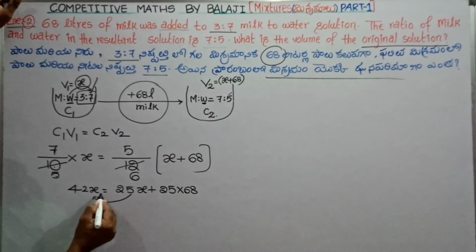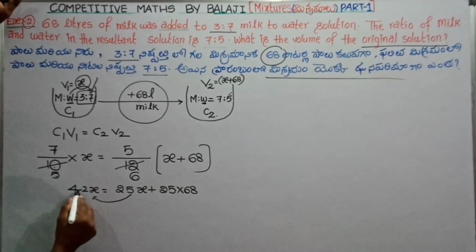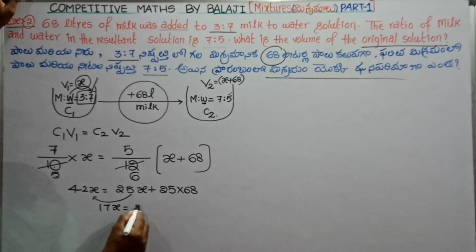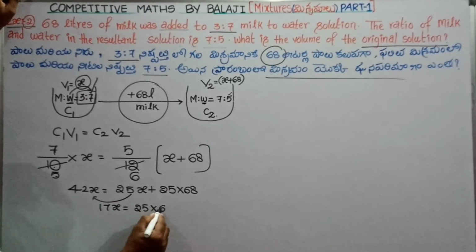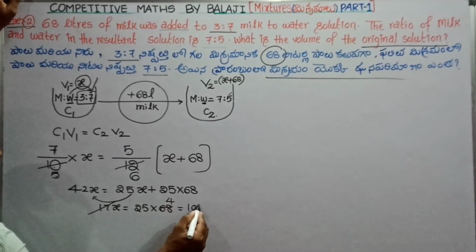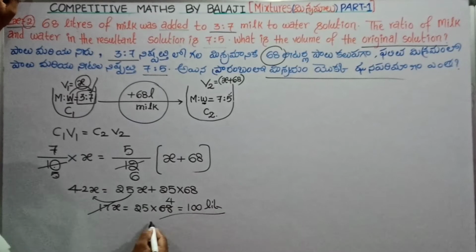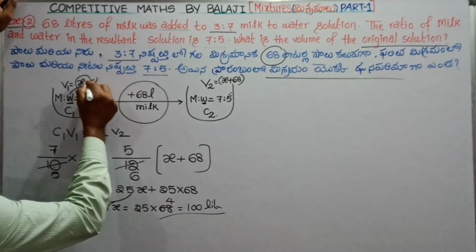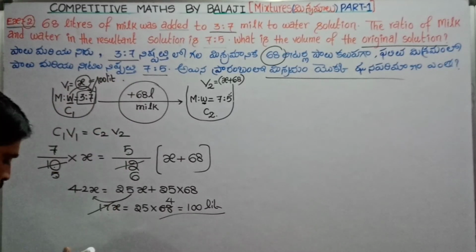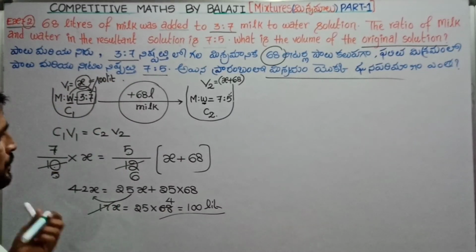Consider plus 25x to the LHS. 42 minus 25, that is 17x, is equal to 25 into 68. 17 ones are 17, fours are 25 fours are 100 liters. So the initial volume is equal to 100 liters. This is the actual procedure. Let us see the shortcut method.